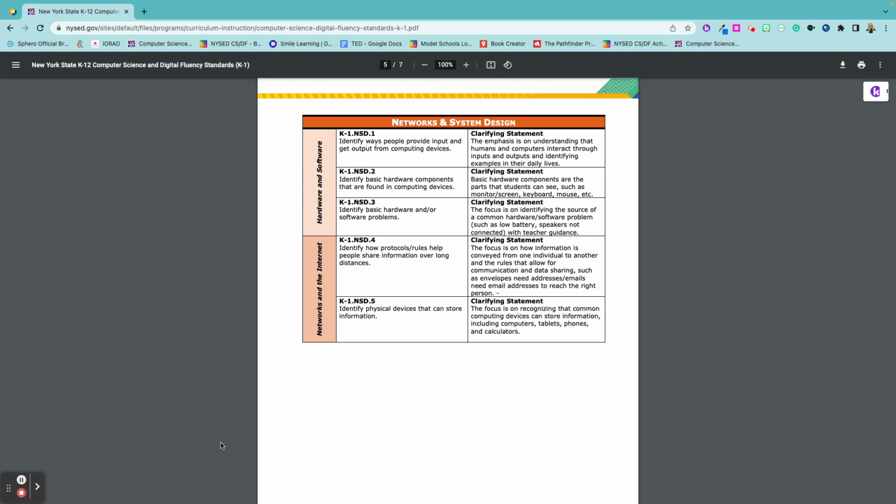And then for the last one, you're identifying physical devices that can store information. So again, just like we were in impacts of computing, you're recognizing what a computer is and how it stores that information. So, it could be your tablets, your phones, your computers, your calculators, anything along those lines.